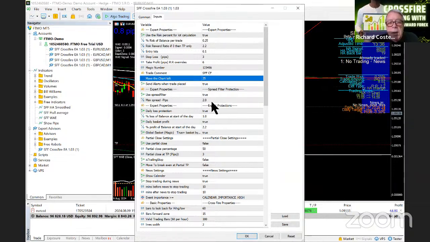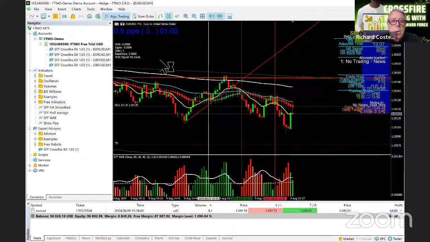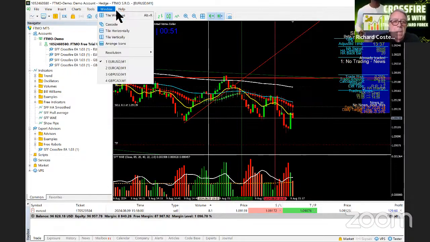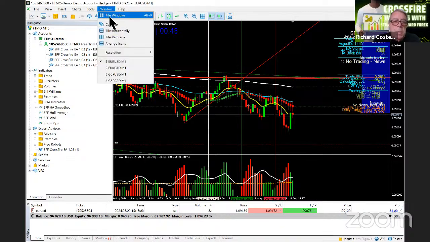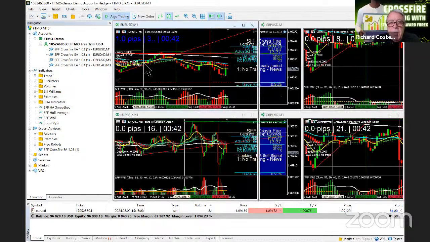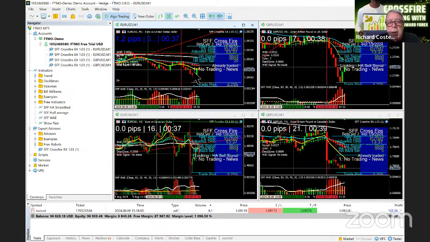On the spread filter, I'm asking it not to get me in if the spread is actually more than 2 pips. So I'll just go back and show you that. I'm currently on Euro US, the spread is 0.3 pips. What I'm saying to the trading assistant is, if any of these pairs go above 2 pips, then keep me out of the trade. And it'll come up here and it'll say, number 2, no trading, spread too high.